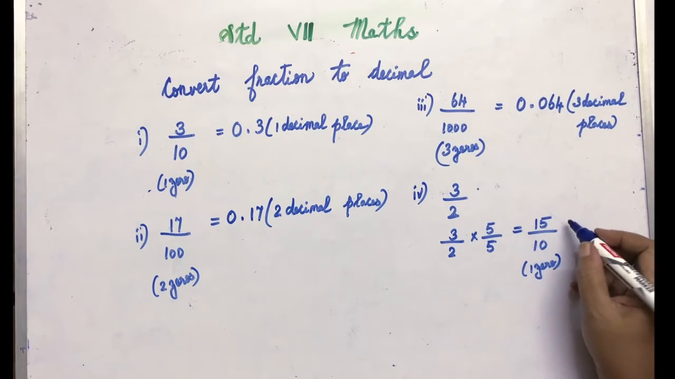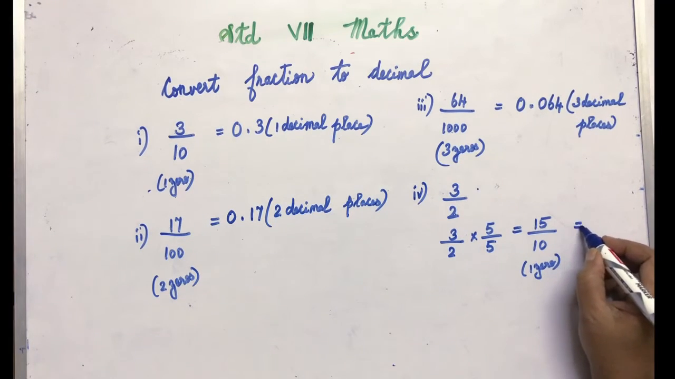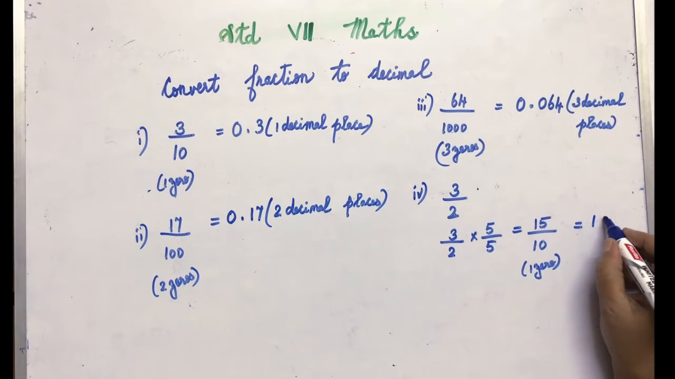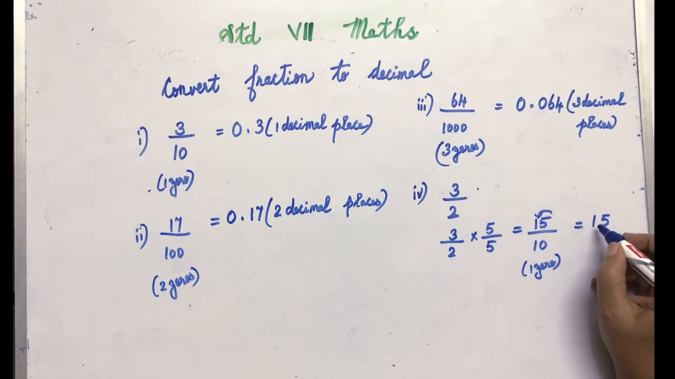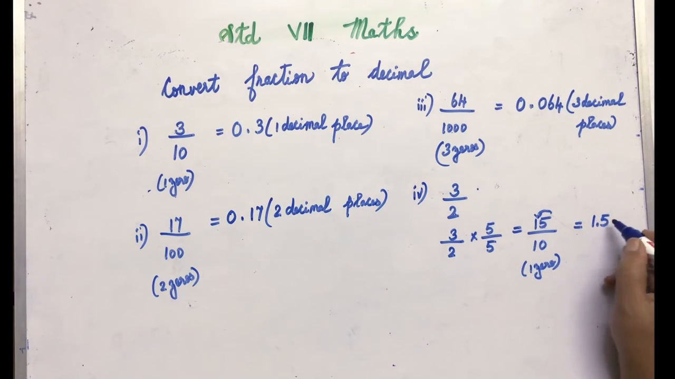So after the point there should be one number. So 15. Now after one digit we have to keep the point. So 1.5. After the point there is one decimal place. This we call it as one decimal place.